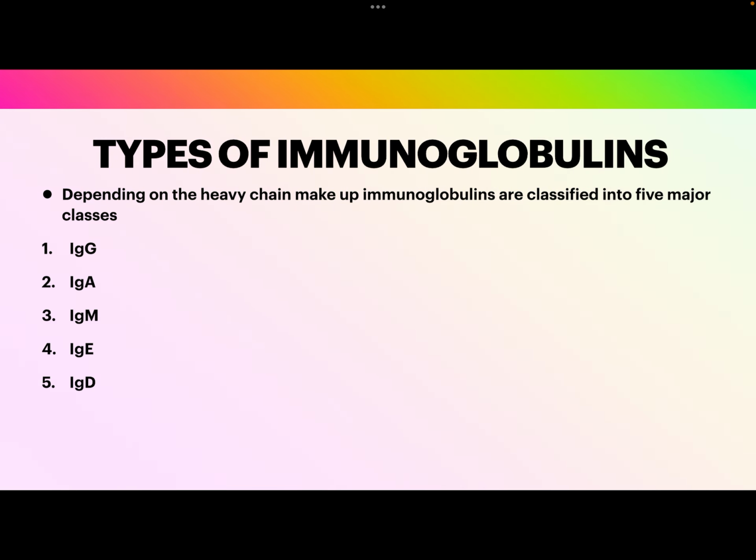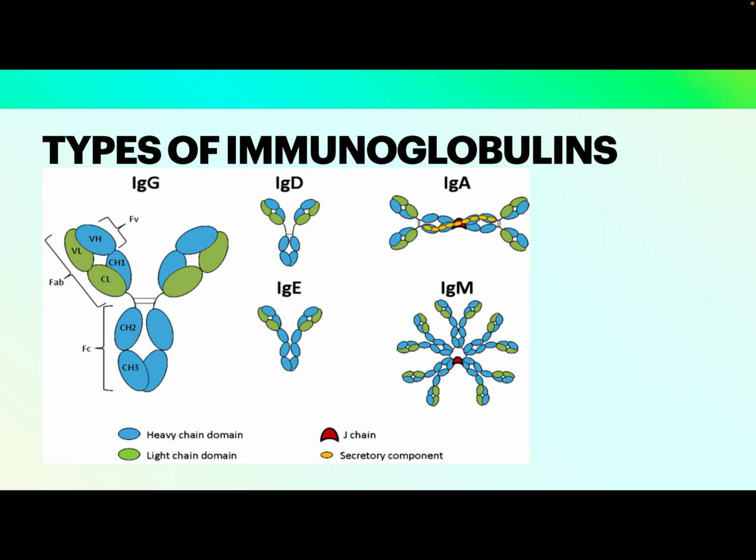Then depending on the heavy chain makeup, immunoglobulins are classified into five major classes. They are IgG, IgA, IgM, IgE and IgD. We can remember these immunoglobulin types using a mnemonic called GAMED. G represents IgG, A represents IgA, M represents IgM, E represents IgE and D represents IgD.